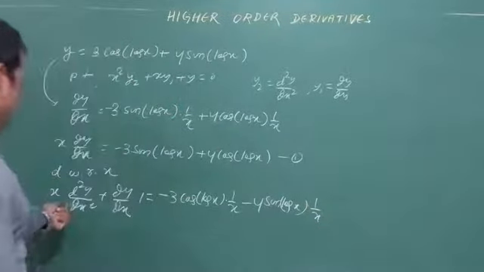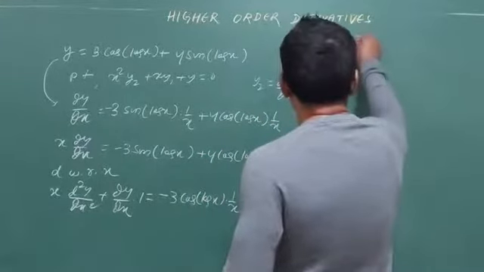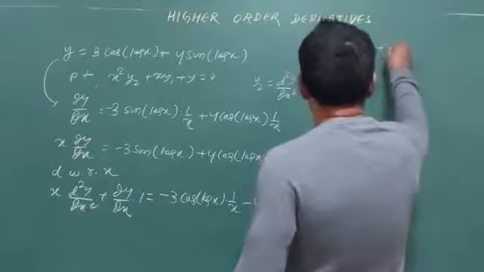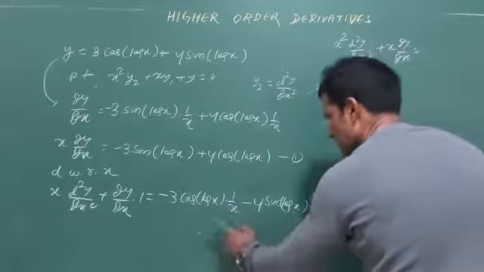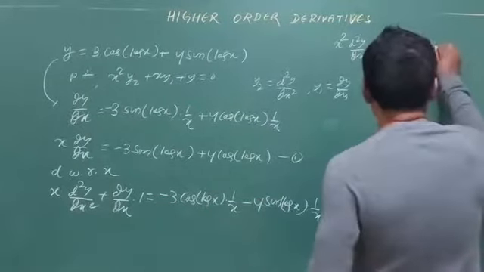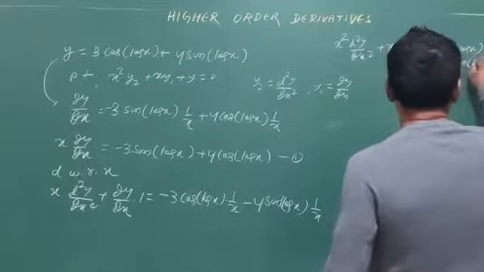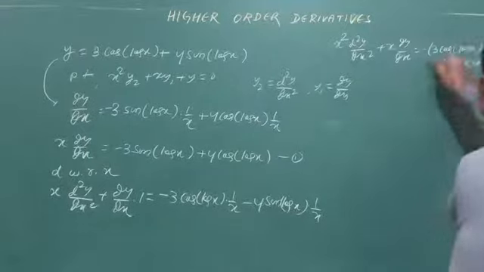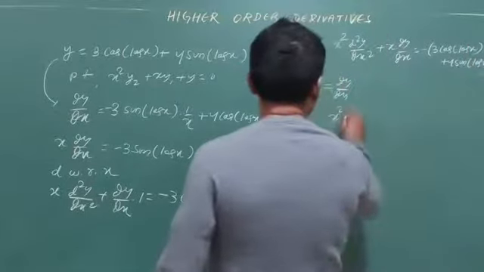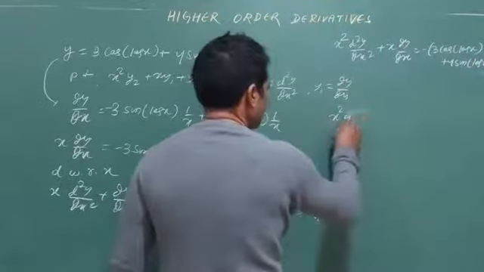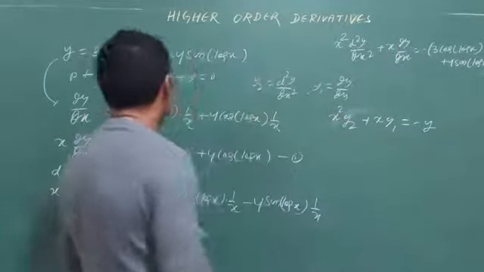Take LCM, multiply x to this side. x square d2y by dx2 plus x dy by dx. Take minus common from both. As you have taken x LCM and multiplied to that side, so this will be 3 cos log x plus 4 sin log x. Replace this value by y. You see, that is y, this one. So the answer will be x square d2y by dx2 can be replaced as y2, x y1 is equal to minus y, bring it to this side, you got the proof.